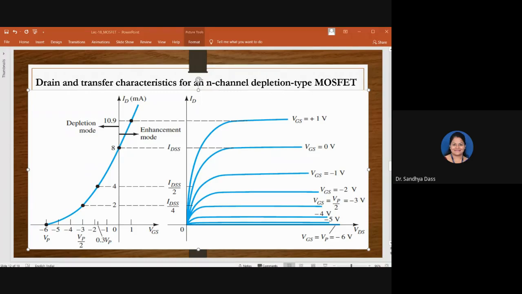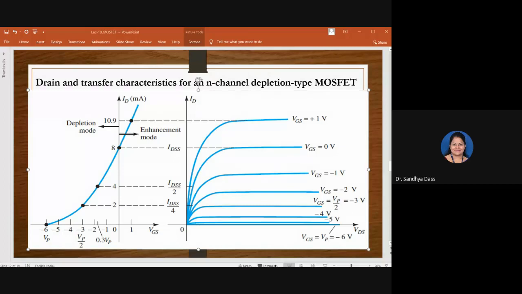To plot the transfer characteristics, we need the relation between input and output. So there are two methods, as I mentioned: one graphical method, taking from the drain characteristics, and the other using your Shockley equation for JFET, not for MOSFET.